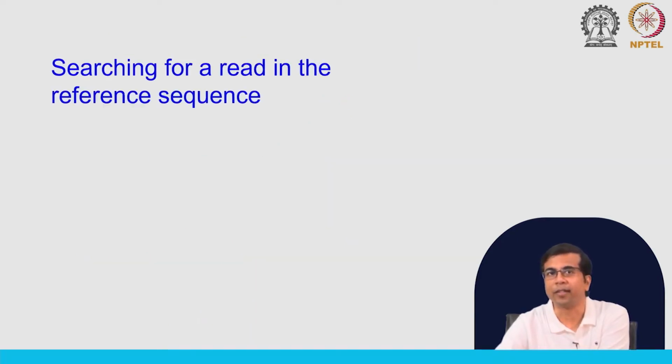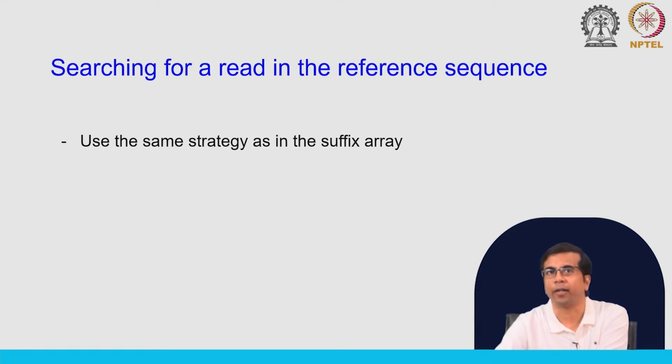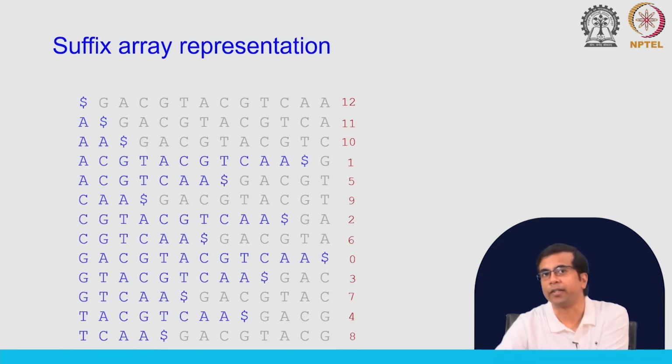So, the answer is actually no. If you are looking for a read sequence using this suffix array method, you cannot use the same strategy as in the suffix array, right? Why is that so? Because suffix array representation requires storing the whole matrix, or at least up to the $ sign.